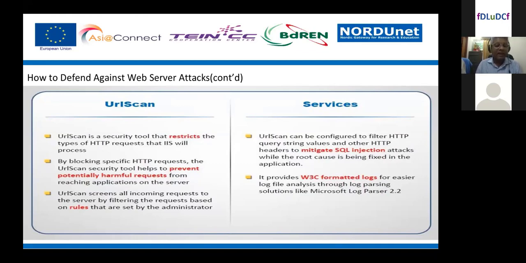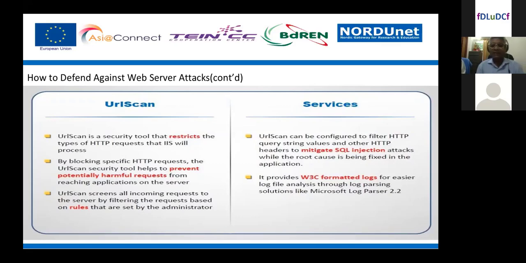And URL scan screens all the incoming requests to the server by filtering the requests based on rules that are set by the administrator. Because now whatever request comes to your server, you have to scan it first using URL scan. And to set up the URL scan, you have to make some rules about which packets can come into your server and which cannot. So using the URL scan, you have to protect your web server.